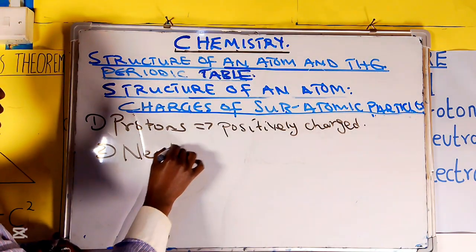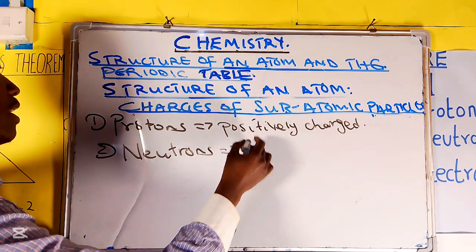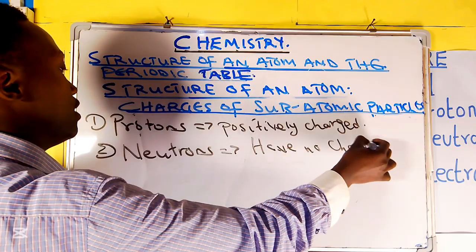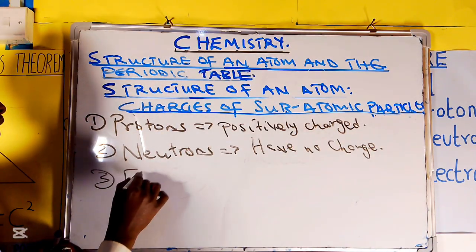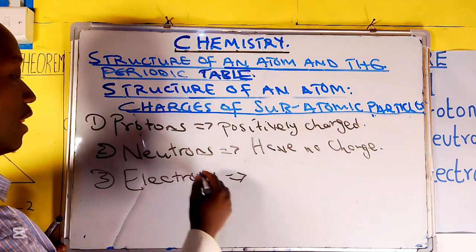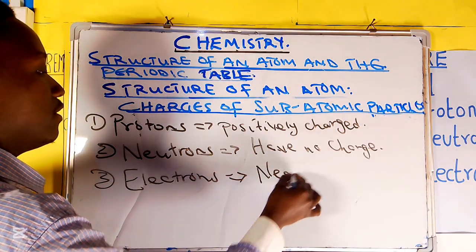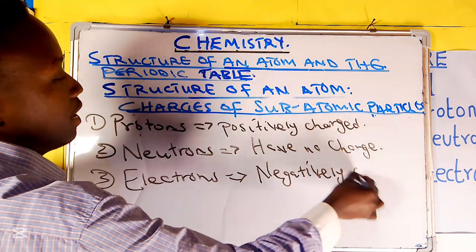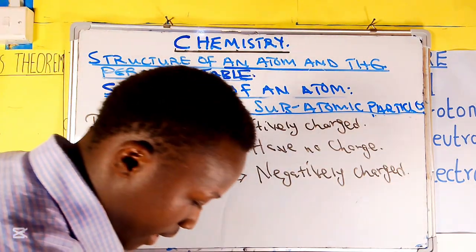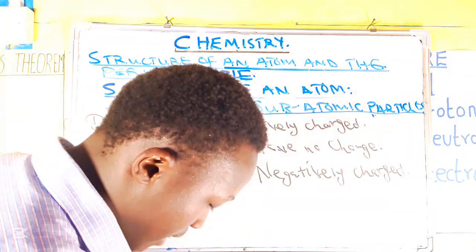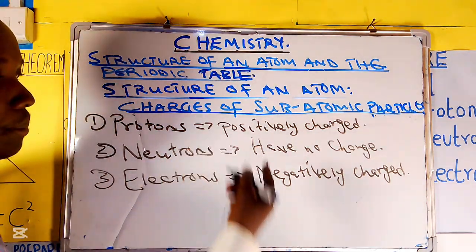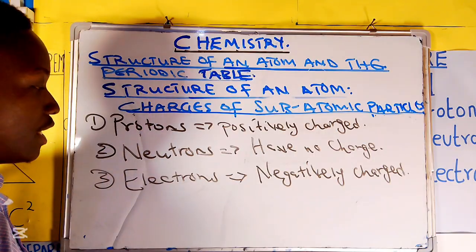Number two, neutrons, as derived from the word neutral, have no charge. Number three, electrons are negatively charged. So protons are positively charged, neutrons have no charge, and electrons are negatively charged.